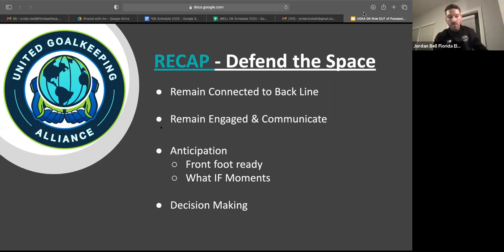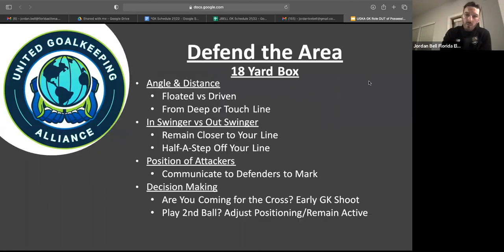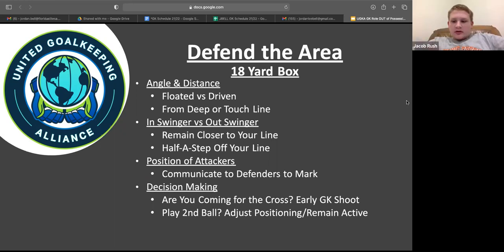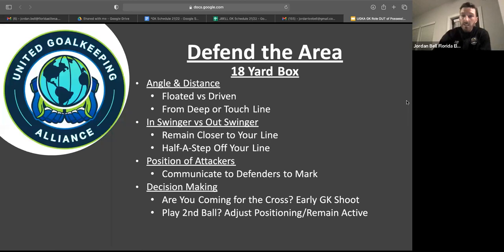Okay, now we're going to move on to the next slide, which is defend the area. So again, I'm going to ask you, put your hand up, put it in the chat function. Tell me what you think defend the area means. Anyone can come off of mute. I'm going to start asking people. Controlling the 18-yard box. Yeah, like taking control of the 18-yard box.